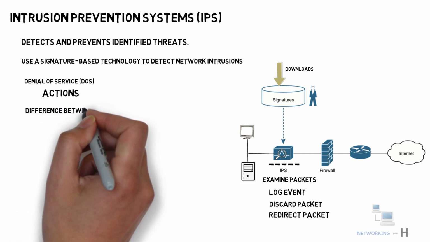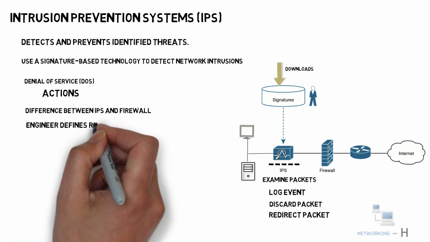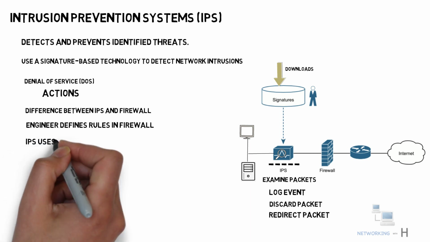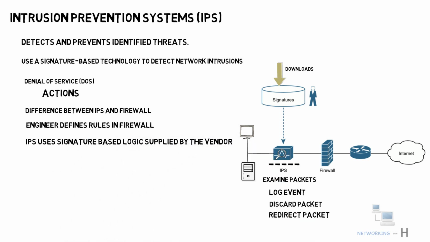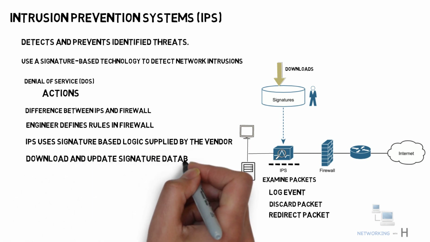A traditional IPS differs from the firewall in that instead of an engineer at the company defining the rules for that company based on applications and zones, the IPS applies the logic based on signatures supplied mostly by the IPS vendor. To accomplish its mission, the IPS needs to download and keep updating its signature database over time.